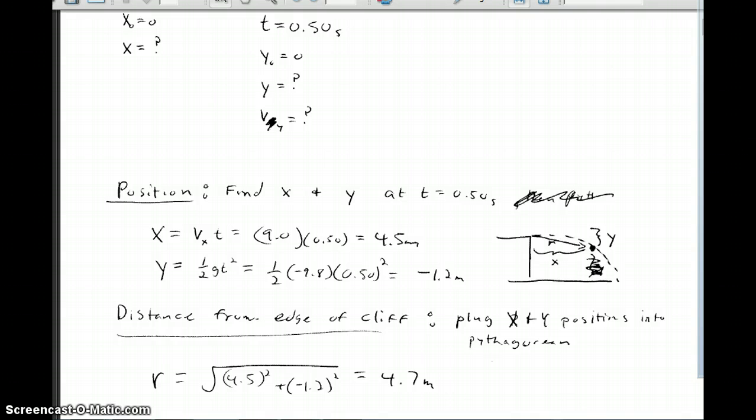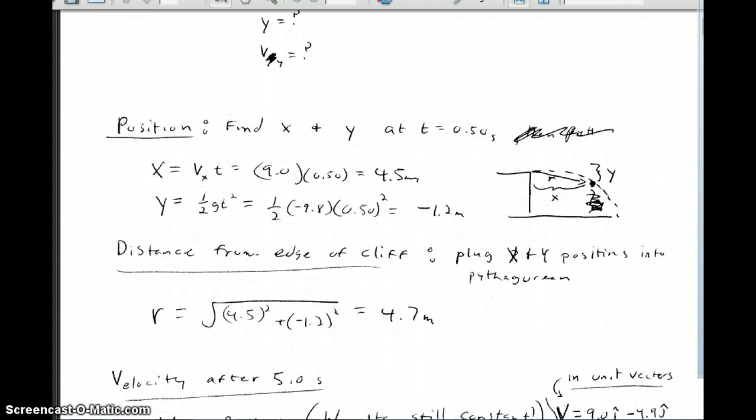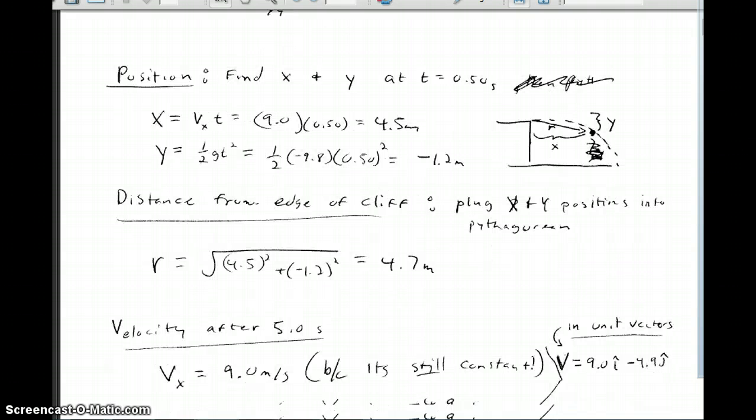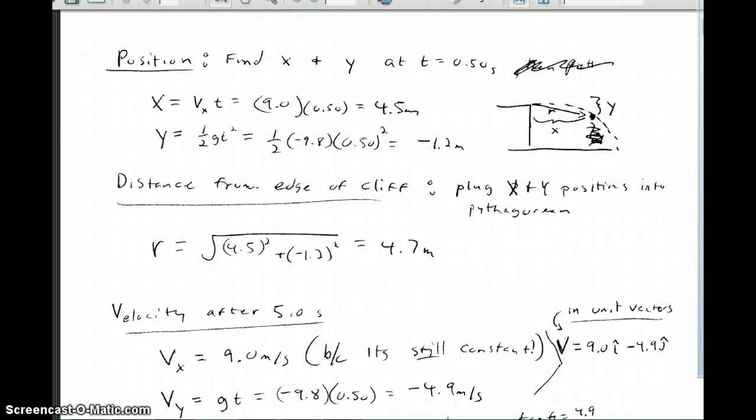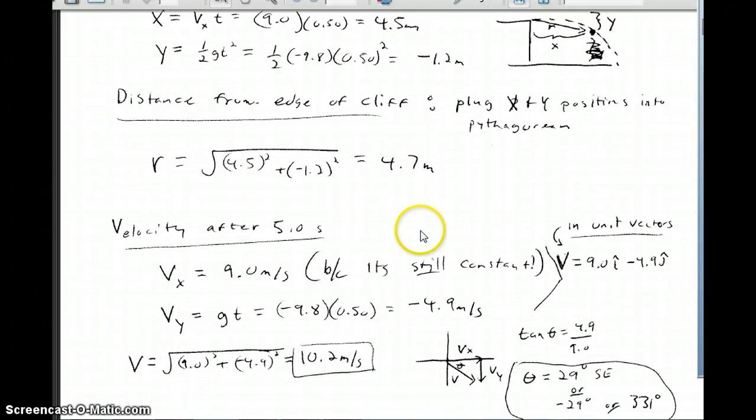And they go on next to ask me what that is, and if we have the two components at time t equals 0.5, then we simply plug them into the Pythagorean theorem to find the distance. Since it says distance, right now we don't want the direction, just the magnitude of that position vector, 4.7 meters after plugging it in. Moving on, we want the velocity after, and oops, there's a little mistake here, that should read 0.50 seconds. We'll have to fix that later.